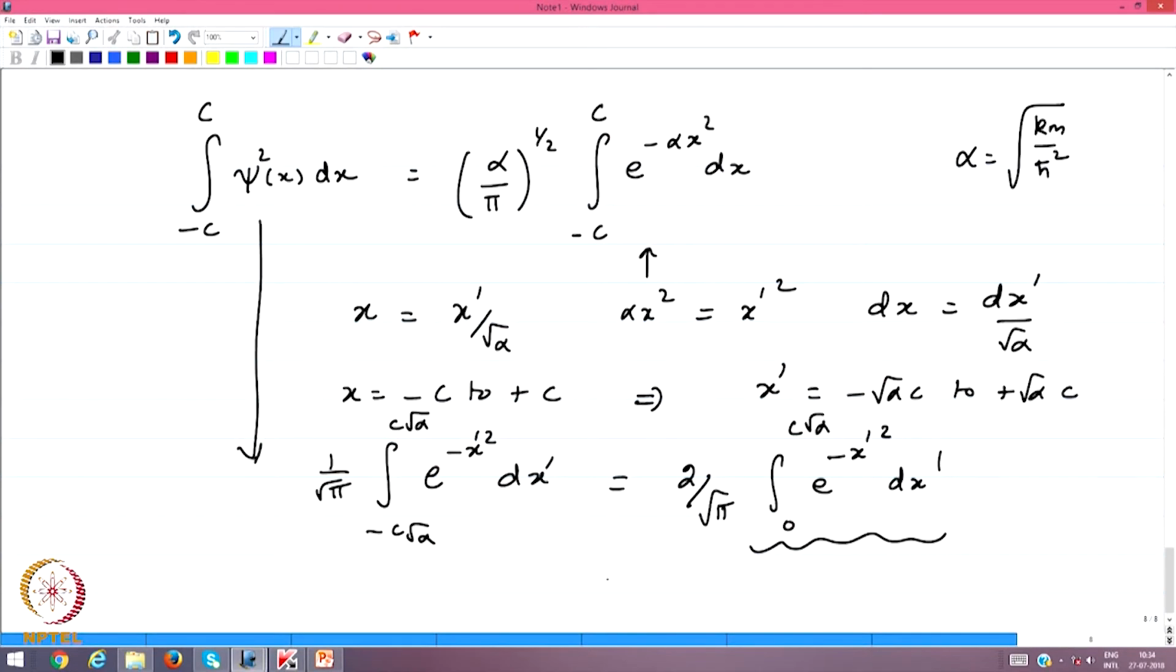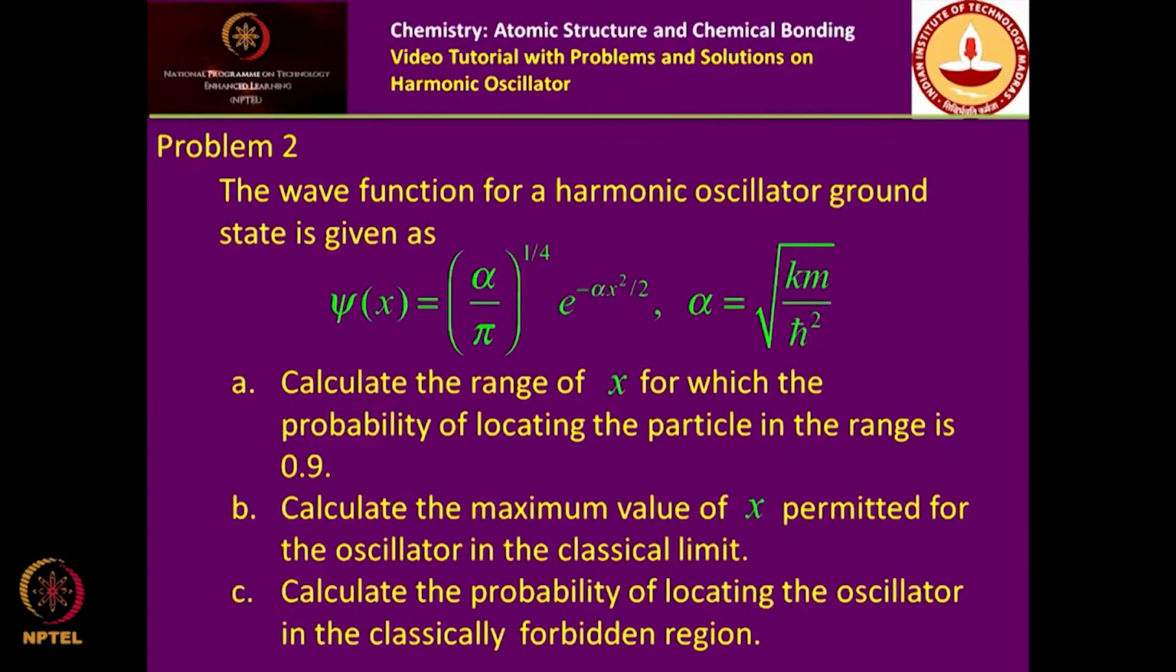The value for this c root alpha is between 0.792 to 0.797. Therefore, c is 1 by this number divided by the root alpha. Alpha is dependent on the molecular system and the actual problem, because the force constant and the mass are dependent on the model problem that you choose. Therefore, this is the formula that you have to use to calculate the probability to any finite value, and the probability being 1 means it covers the entire area.